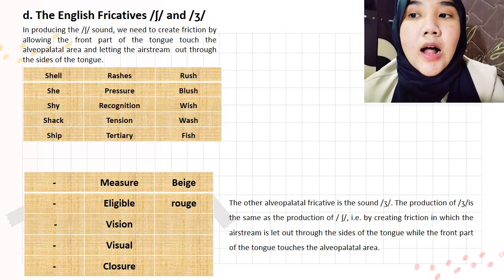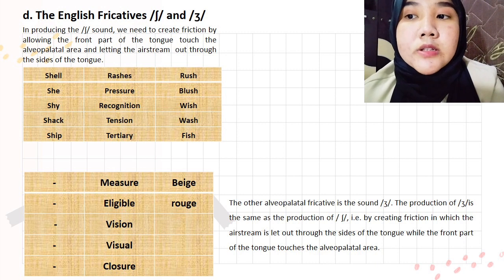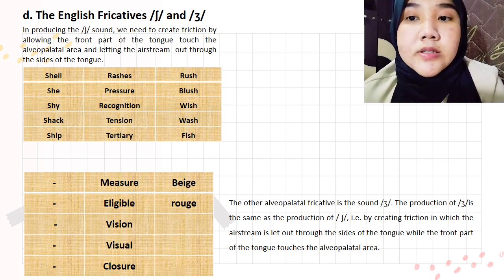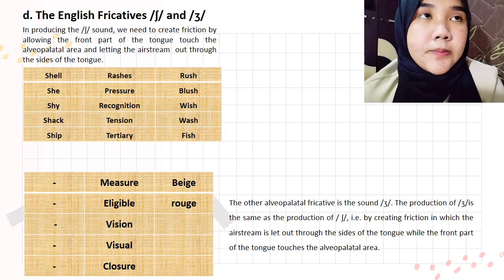Next, the other alveolo-palatal fricative is the sound j. The production of j is the same as the production of sh, by creating friction in which the air stream is let out through the sides of the tongue while the front part of the tongue touches the alveolo-palatal area. The voiced alveolo-palatal fricative is usually formed in the middle and final position, as shown in the following examples.